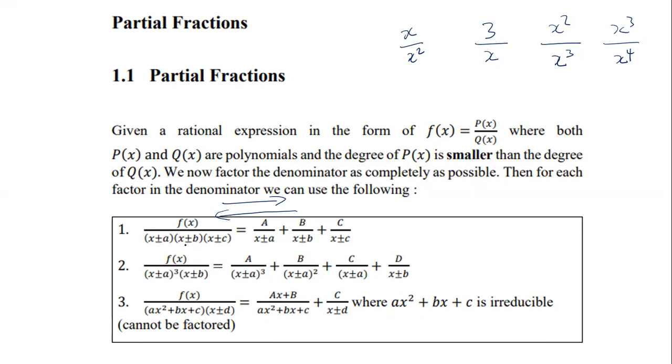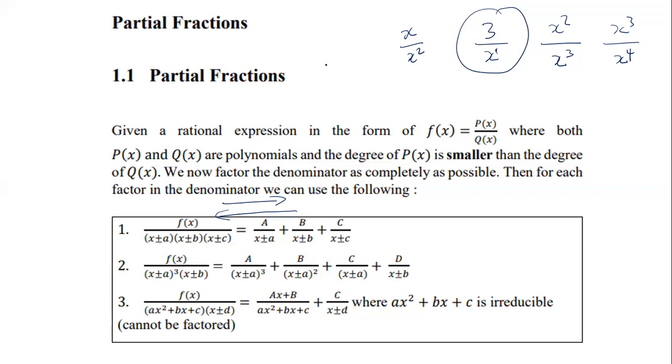The same applies. We're going to do the very same thing with the second factor, which is x plus or minus b. We're going to write our factor over there, and a constant. We can see that this factor has degree 1. Therefore, we're going to have a constant at the top, just like how I showed you over here. If your exponent is x to the power of 1, that means you're going to have a constant.